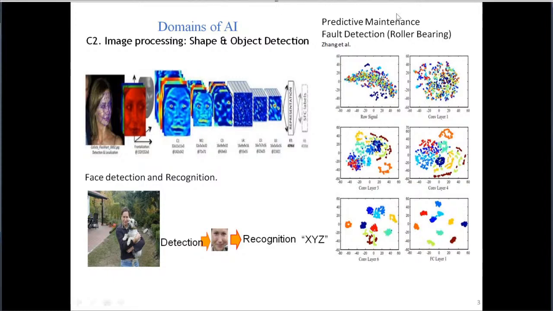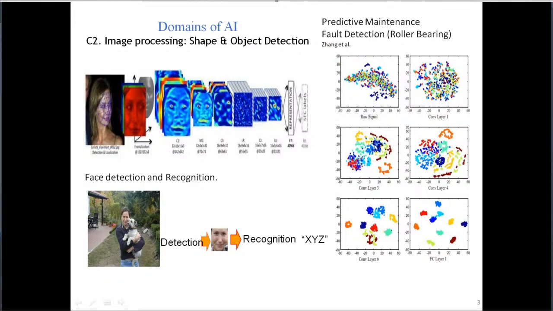Now you can see that one more thing is there. That is prediction of fault diagnosis. You can see roller bearings. That is very famous. You can see the paper that Jangal has published. Predictive maintenance of fault detection. So it is looking at what severity of fault you can identify.